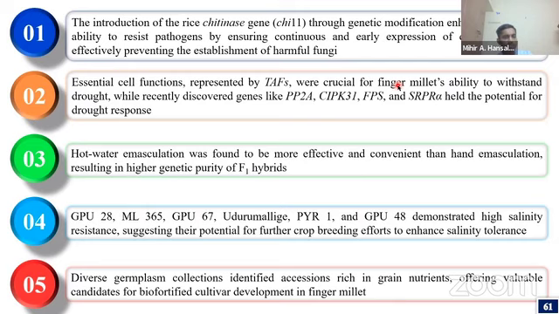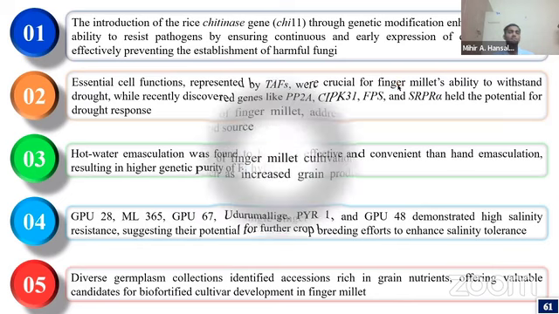Third, hot water emasculation was found to be more effective and convenient than hand emasculation, resulting in higher genetic purity of F1 hybrids. Whereas GPU 28, ML365, GPU 67, Udurumalije, PYR1, and GPU 48 demonstrated high salinity resistance, suggesting their potential for further crop breeding efforts to enhance salinity tolerance. Whereas the diverse germplasm collection identified accessions rich in grain nutrients, offering valuable candidates for biofortified cultivar development in finger millet.